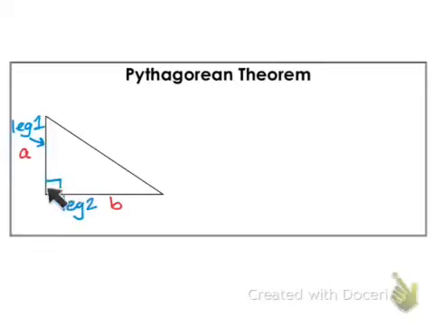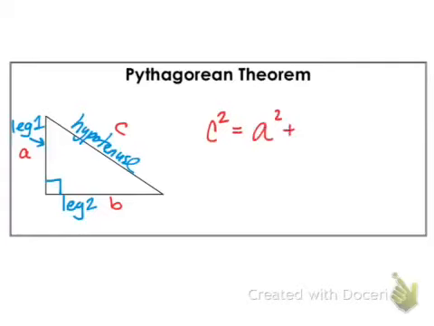So when we talk about across, we pass through the triangle, and that side across from the right angle is the hypotenuse, C. So to find the length of any side of a right triangle, as long as you have two sides or two lengths given to you, you can use the Pythagorean Theorem. And that states c squared equals a squared plus b squared.